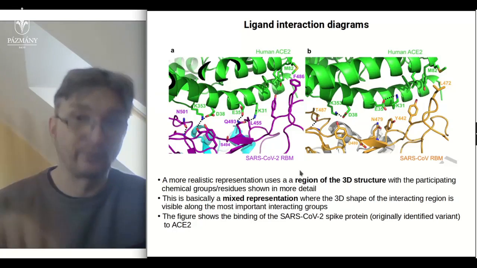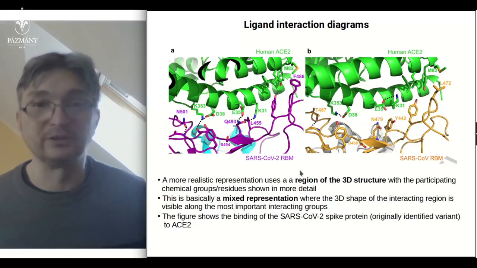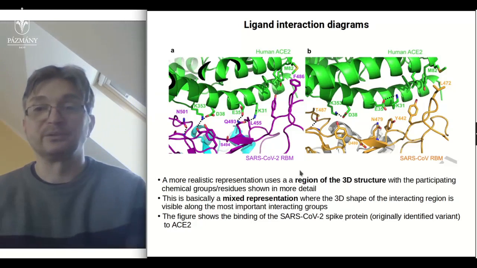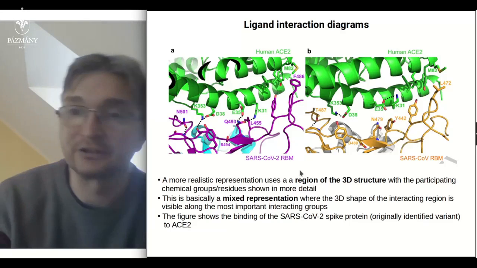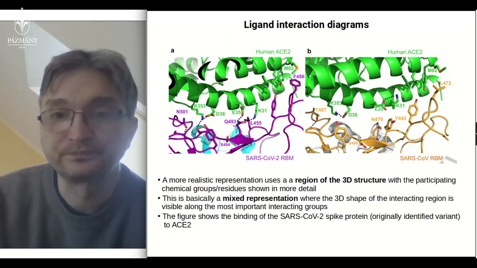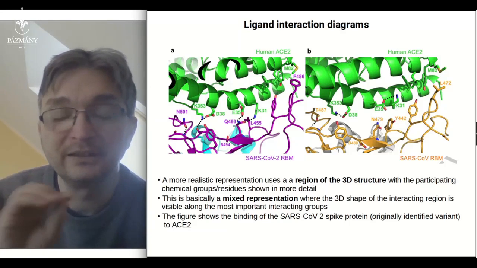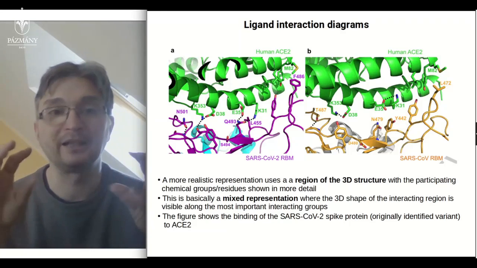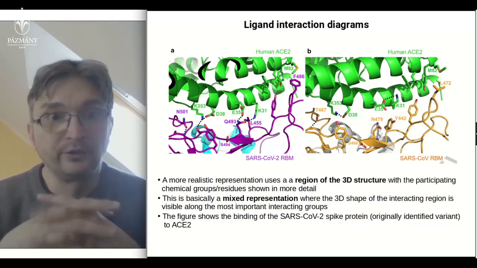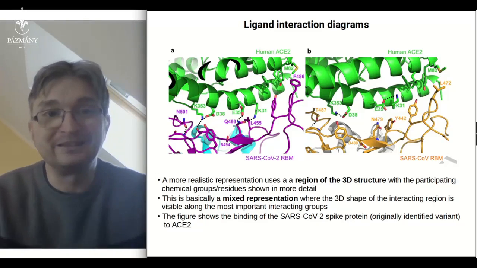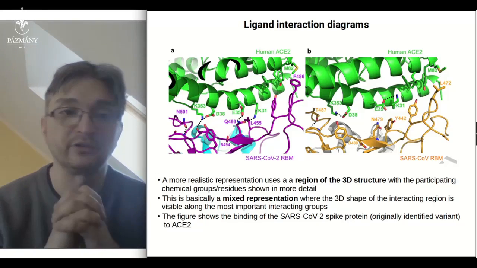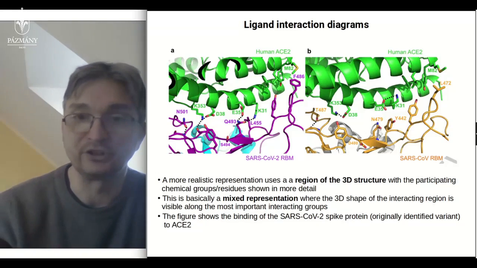This is not the Omicron variant, this is the original one. The Omicron can make even more interactions with ACE2. But here in this diagram you can have a glimpse of the actual three-dimensional organization of the binding site. You can see the shape of the surfaces that bind to each other.